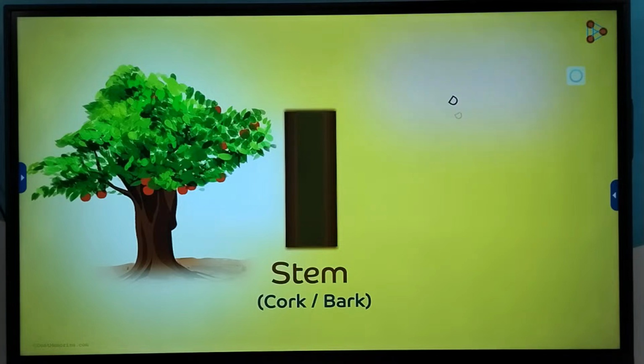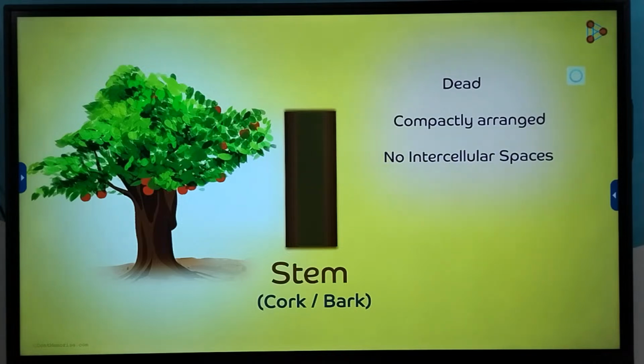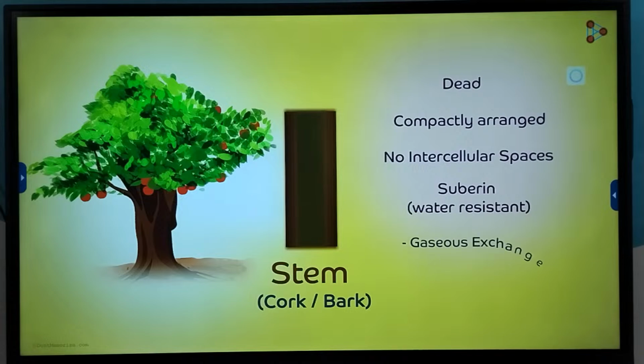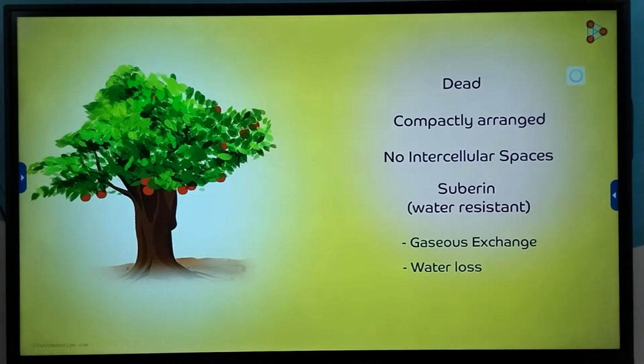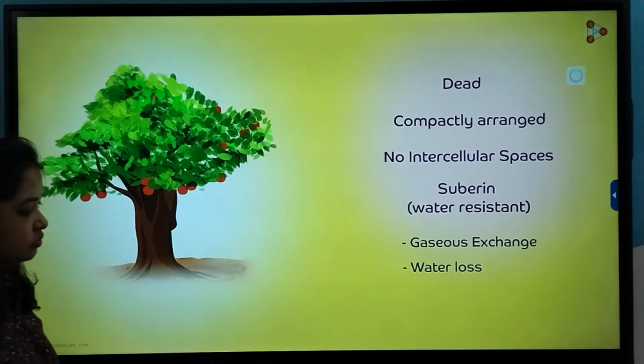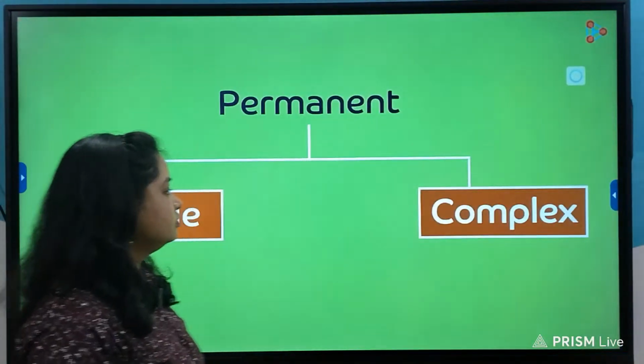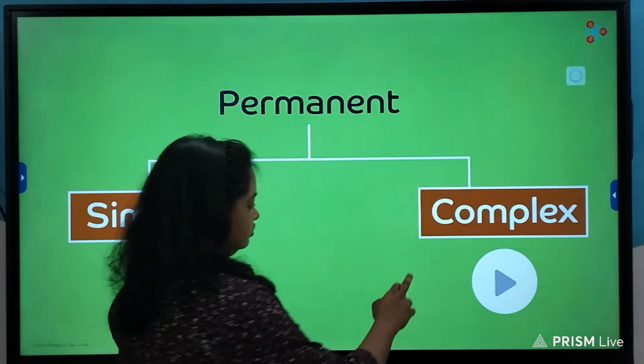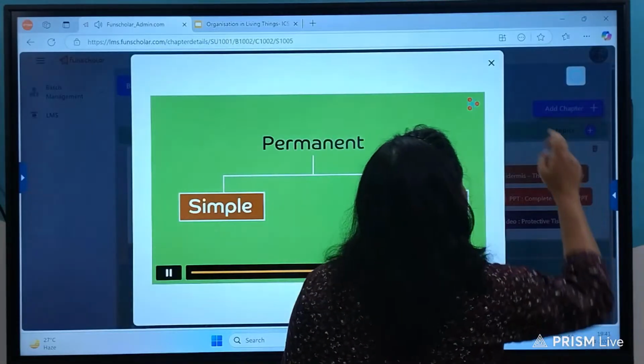Cells of these layers are dead and compactly arranged without intercellular spaces. Also, we find deposits of suberin which regulates gaseous exchange and water loss. Well, this video gave you a brief idea about epidermis. Now let's move ahead and describe complex permanent tissues in the next lesson.